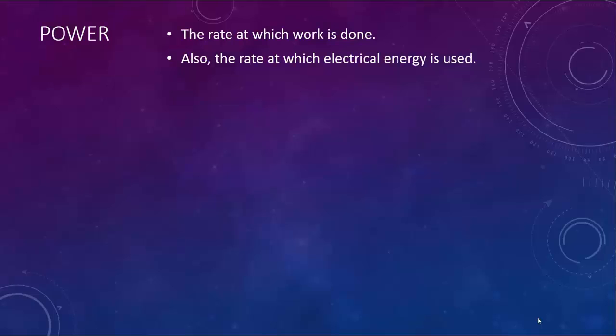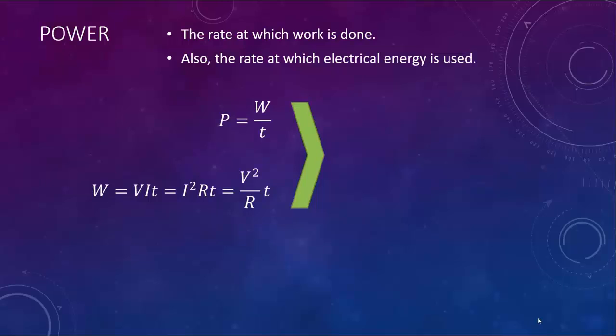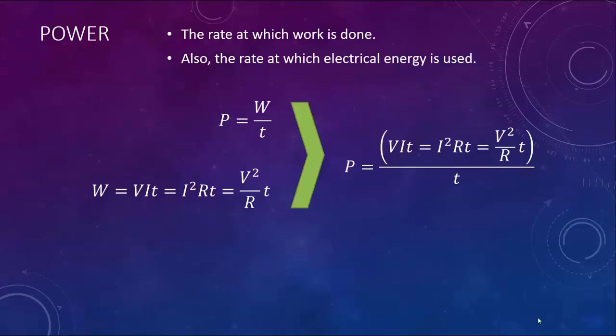Here comes some more algebra. Remember, you don't have to write down every step. Just write down the conclusion. So power equals work divided by time. That's from months ago. We just learned a series of equations for W. This is going to look silly, but we could take that entire series of equations for W and plug it in to the equation above. This gives us P equals VIT equals I squared RT equals V squared over R times T, all over T.